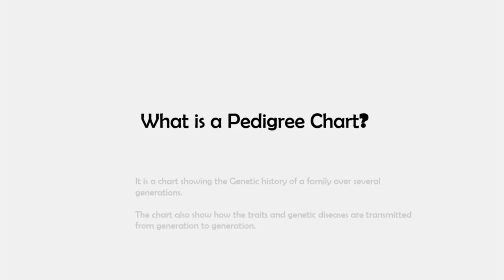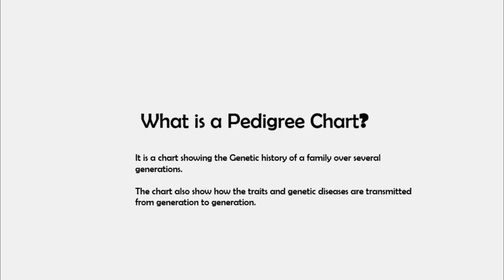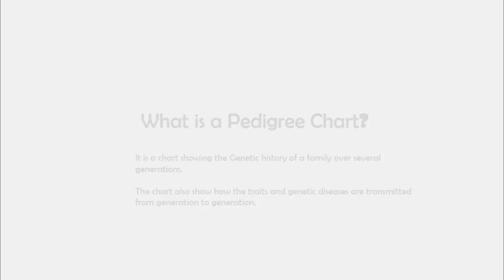In today's video, we're going to see how to draw a pedigree chart for hemophilia. What is a pedigree chart? It's a chart showing the genetic history of a family over several generations. The chart also shows how traits and genetic diseases are transmitted from generation to generation.